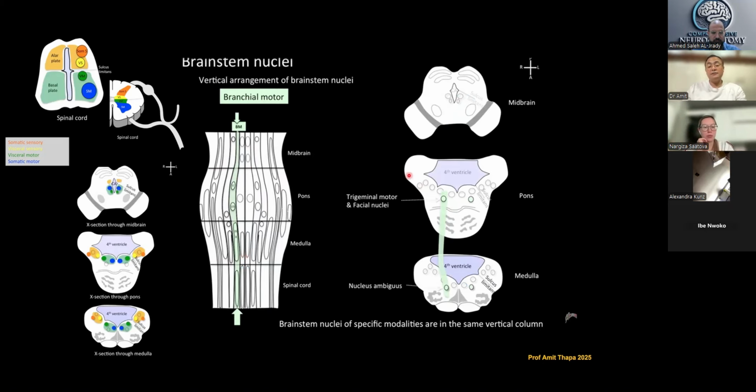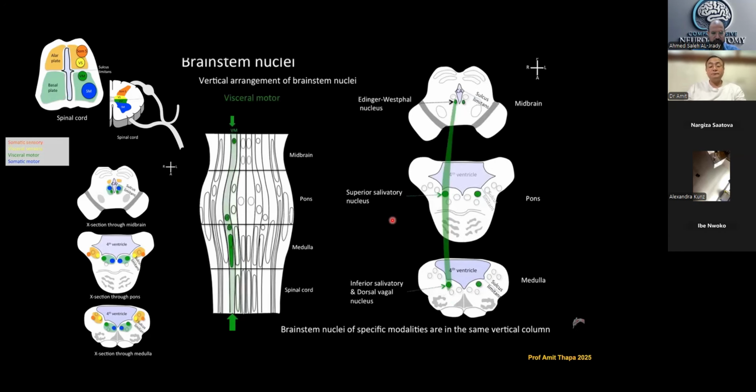So in this aspect, the midbrain does not have any branchial motor supply nuclei, but the pons has the trigeminal motor and the facial nuclei, and the medulla has nucleus ambiguus, which is basically the nuclei for cranial nerves 9 and 10. And then we have the visceral motor nuclei, which are basically for autonomic functions.